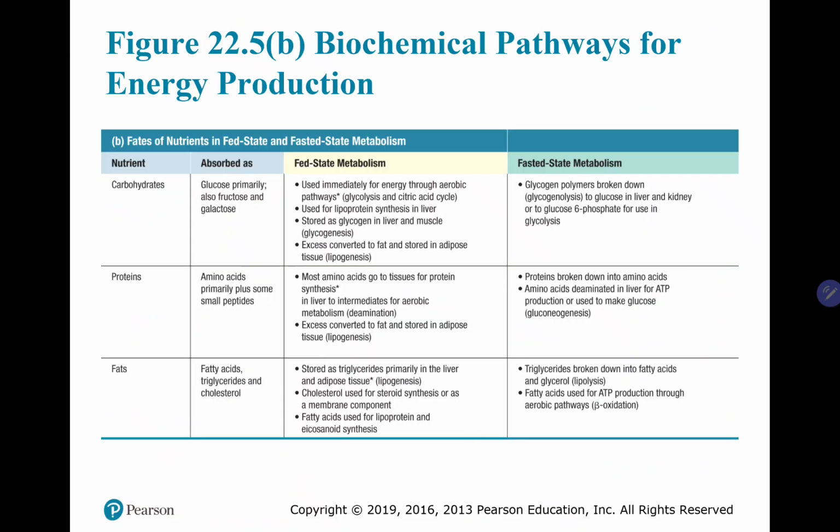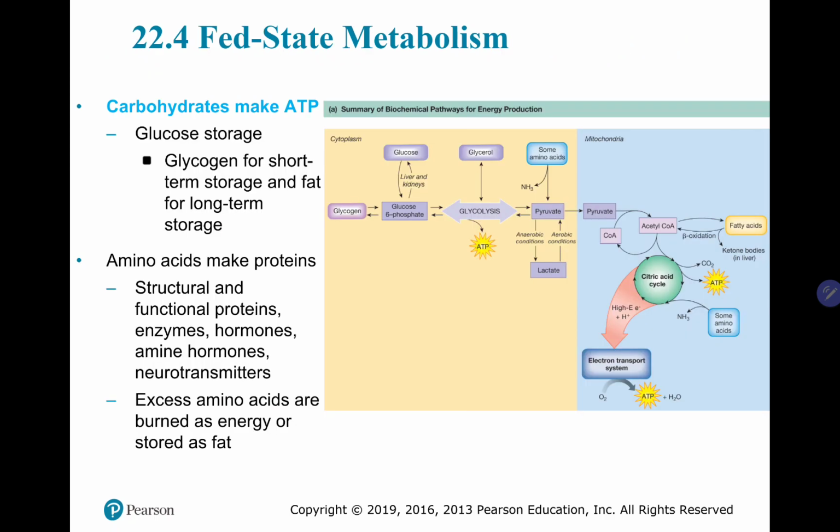So this just goes over the different biochemical pathways for energy production for carbohydrate, protein, and fats in a fed and the fasted state. And we know, again, that carbohydrates are going to be typically absorbed as glucose. Also can be fructose and galactose. Proteins are going to be absorbed as amino acids primarily, plus we're going to have some small peptides if they're not going to be broken down. And fats are going to be absorbed as fatty acids, triglycerol, and cholesterol.